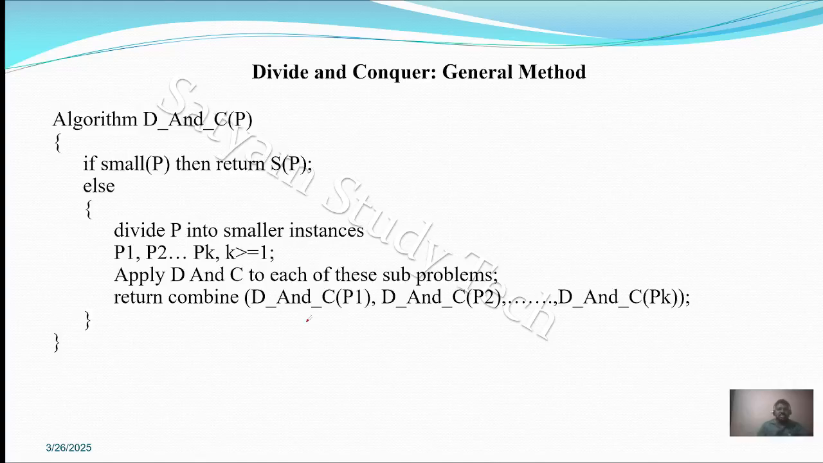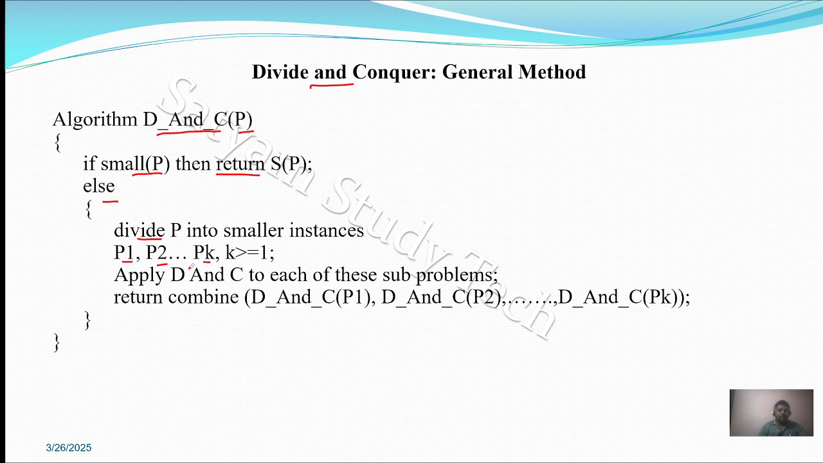Now we can see the general divide and conquer strategy, the general method. The algorithm is divide and conquer. If P is a problem and the problem is small, then return the direct solution of that small problem. Otherwise, if the problem is a big problem, the else block is executed. Now the problem P is divided into smaller instances, that is subparts, P1, P2, and so on up to Pk.